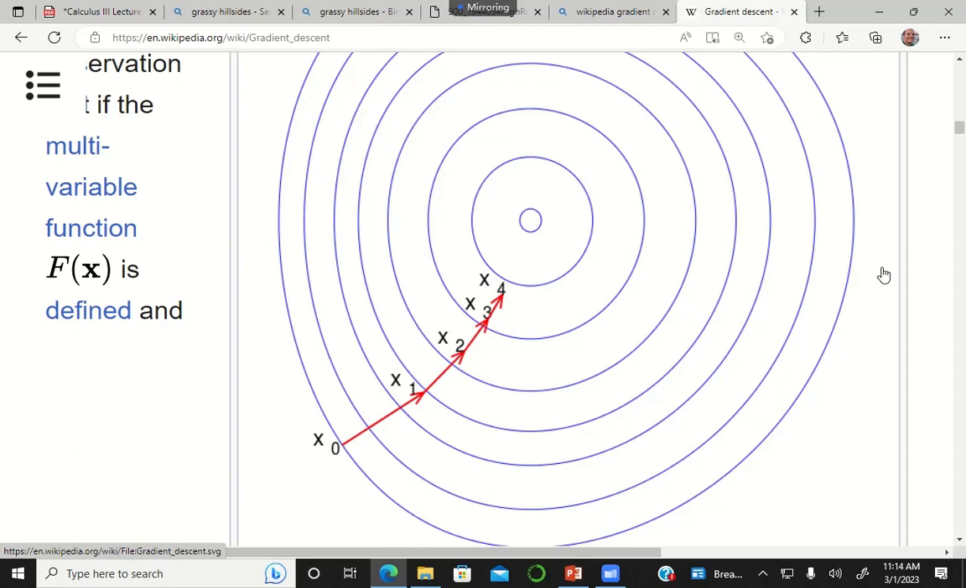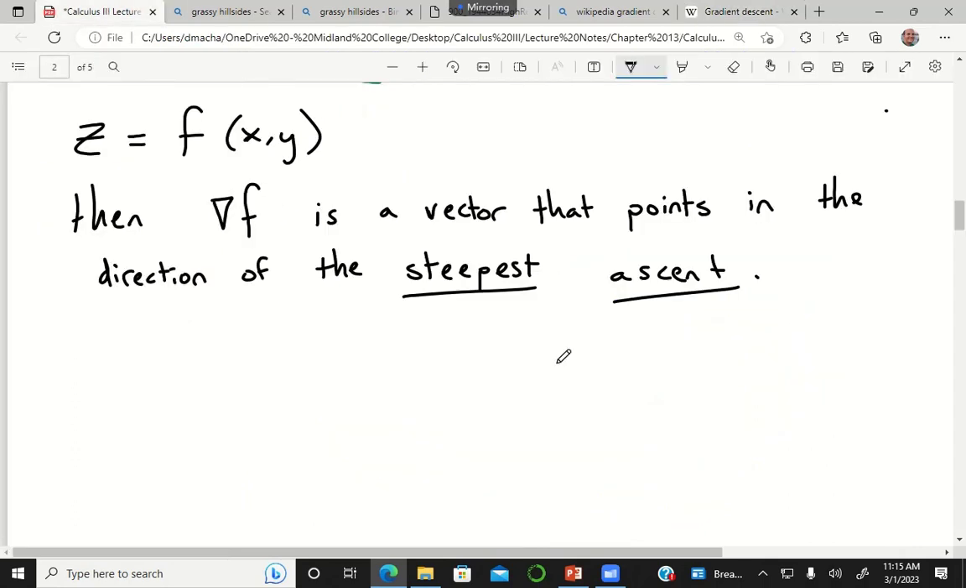Of course, the title of this article is gradient descent, so probably what it means is this is more of a valley. This is a minimum. And so these red vectors would then be the negative gradient vectors. By subtracting the gradient vector each time you're getting closer to the minimum. Anyways, that is the meaning of the gradient vector, and they're very, very super duper useful.